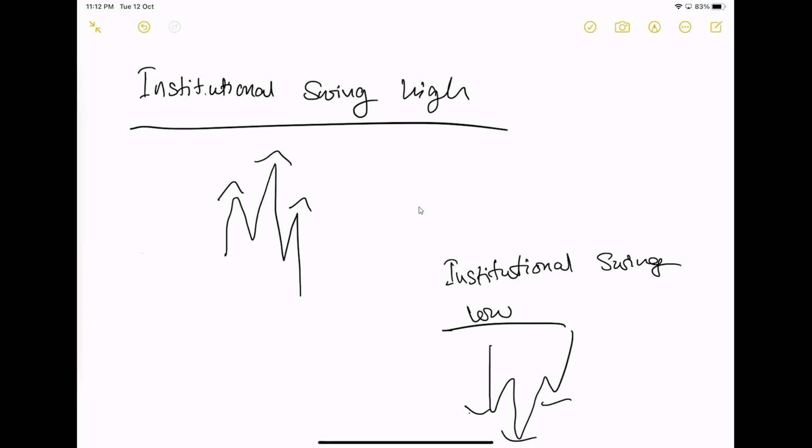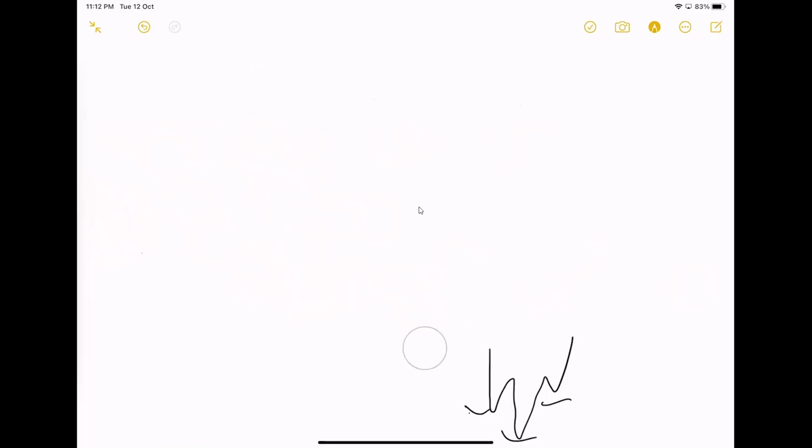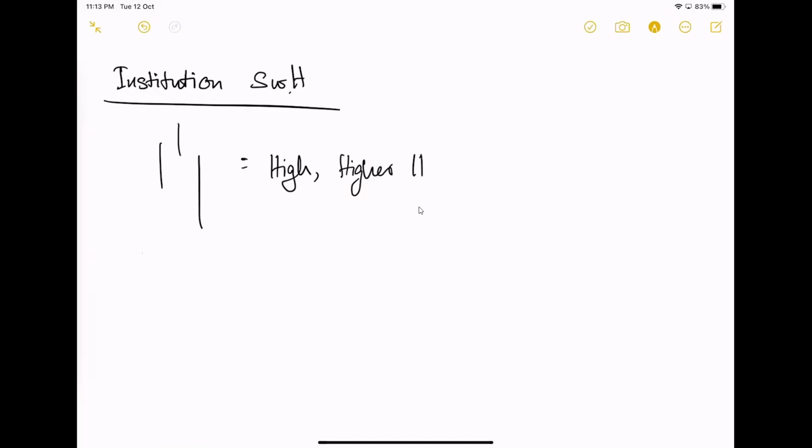Now, how can we define it in terms of words or letters, that's easy to understand? Here's how it is. An institutional swing high, we know it is 1, 2, 3. How is that defined? We have a high, followed by a higher high, then followed by a lower high.